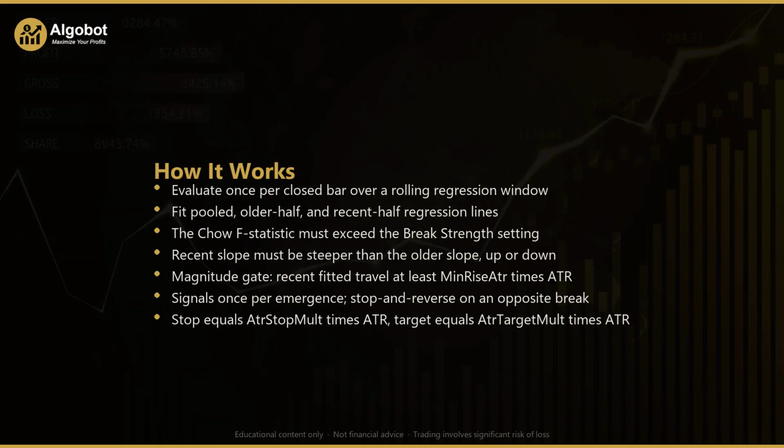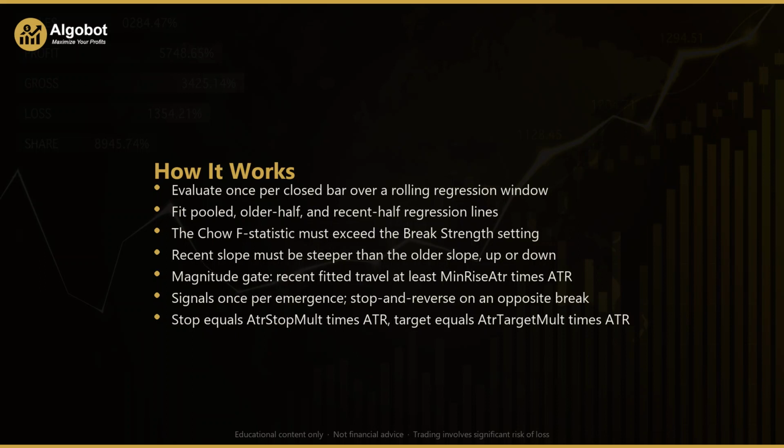Let's walk through the mechanics step by step. The expert advisor works strictly on closed bars, so it evaluates once per bar rather than reacting to every tick. When a new bar closes, it rebuilds its window of recent closes and runs the Chow test. First, it fits 3 regression lines: one pooled line over the entire window, one over the older half, and one over the recent half. From these, it computes the residual sum of squares for each fit and combines them into the Chow F-statistic. The formula divides the improvement from splitting the line by the residual variance of the two-segment fit, scaled by the degrees of freedom. A larger F means a more decisive structural break.